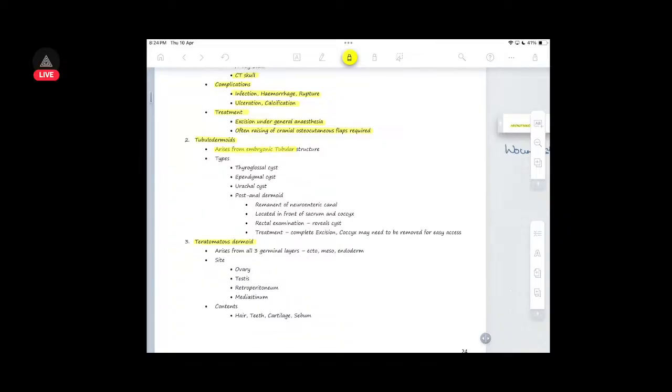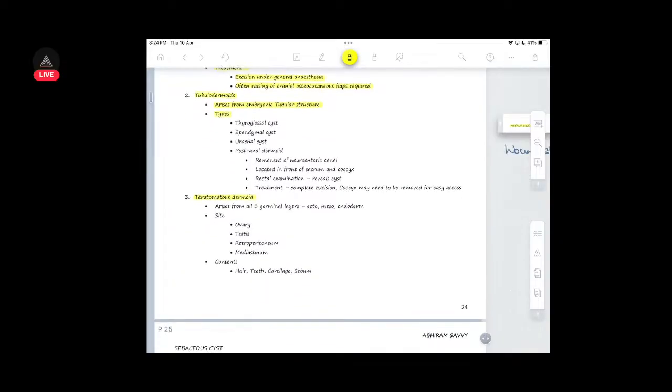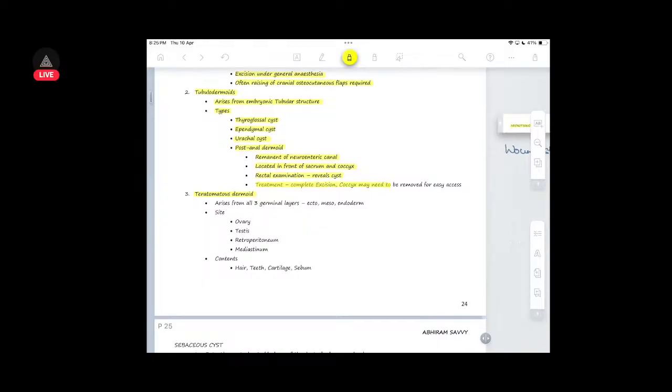Tubulodermoids arise from embryonic tubular structures. They are of a few types. You have thyroglossal cyst, ependymal cyst, urachal cyst, and post-anal dermoid also may be there. Post-anal dermoid is a remnant of the neuroenteric canal located in front of the sacrum and coccyx, and your rectal examination will reveal a cyst. Treatment is complete excision. Coccyx may need to be removed for easy access.